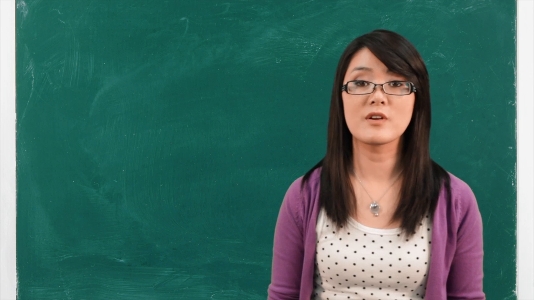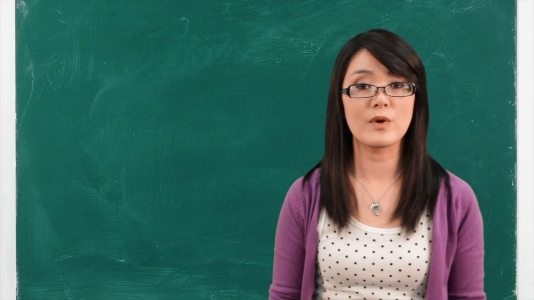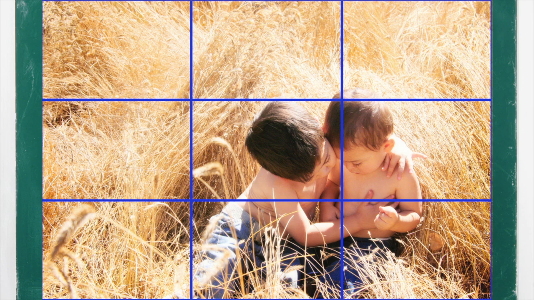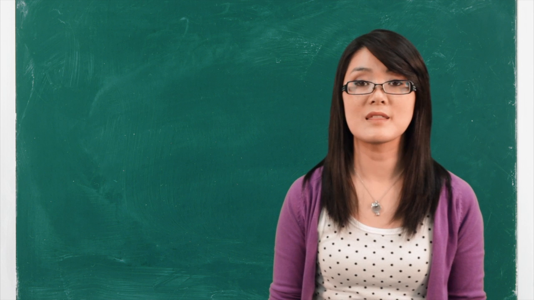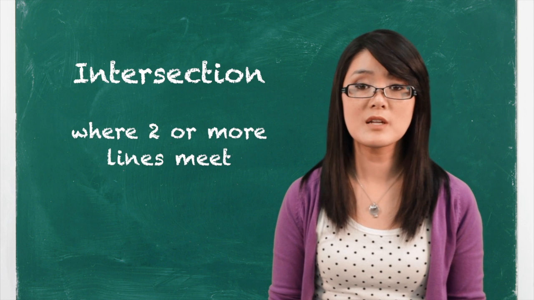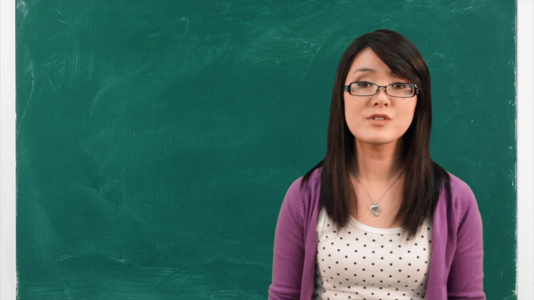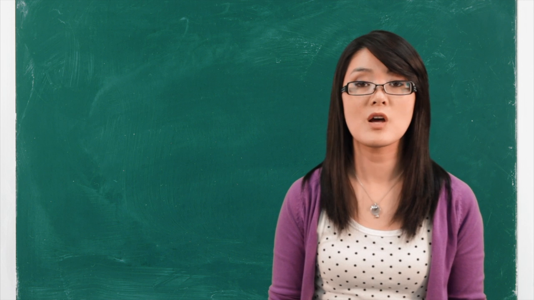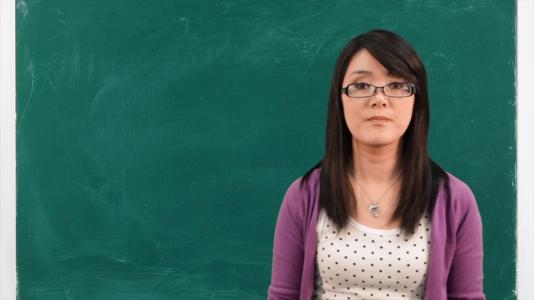Let's look at that picture again with the rule of thirds grid. Remember, the rule of thirds means that you place your subject on one or more of those dividing lines. We place the boys on the right and bottom dividing lines. When 2 lines meet like this, it's called an intersection. You don't have to put the subject on an intersection, but when you imagine the grid, try to place your subject on one or more of those lines.